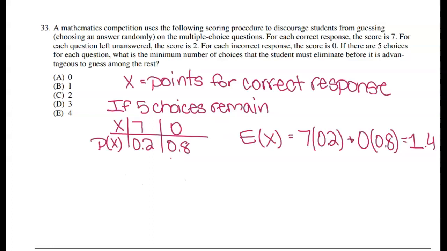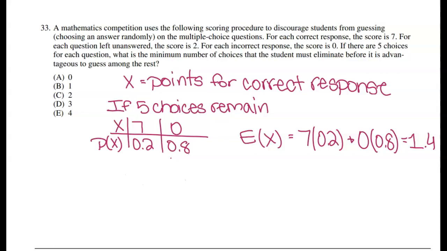So for this one, I'm going to say that X is the points for a correct response, right? So if 5 choices remain, so you can't eliminate any of them, then X is 7 points if you get it right, or 0 points if you get it wrong. If there's 5 choices, then that means you have a 20% chance of guessing correctly, which means there's an 80% chance of getting the wrong answer.